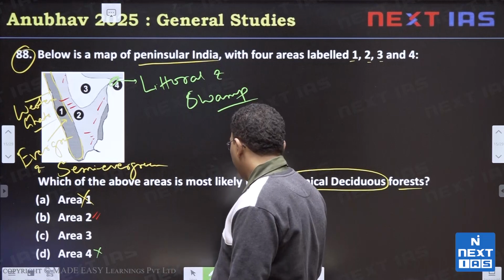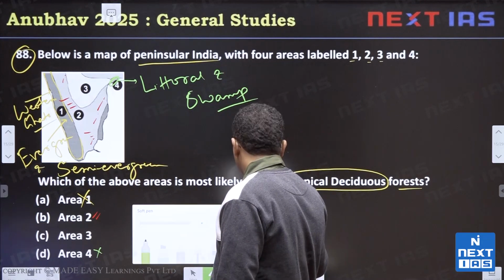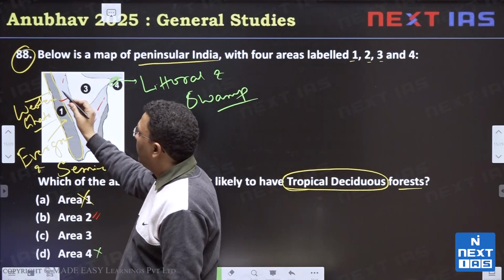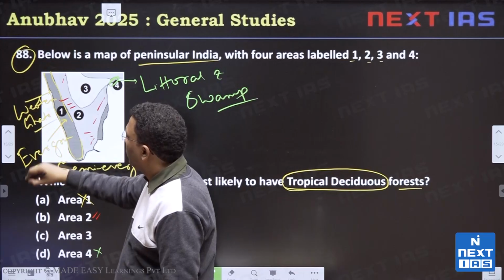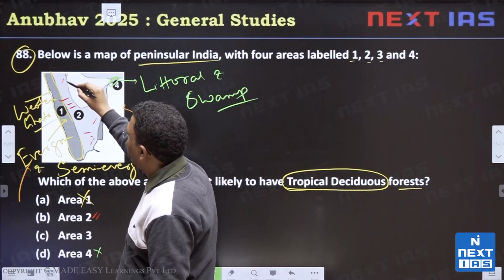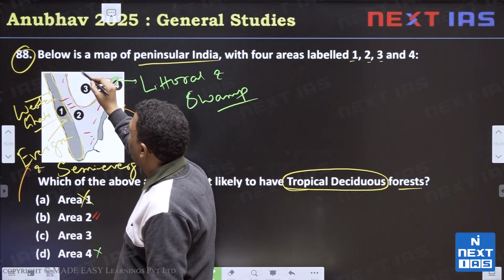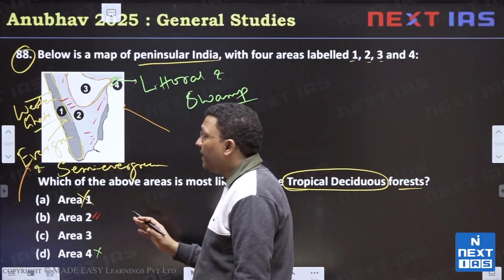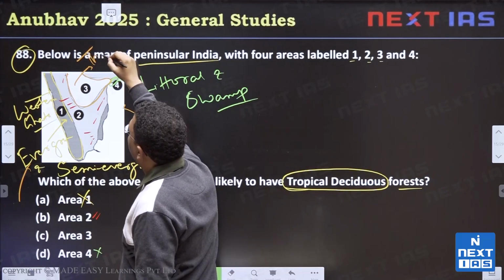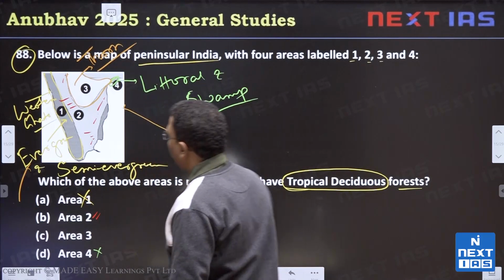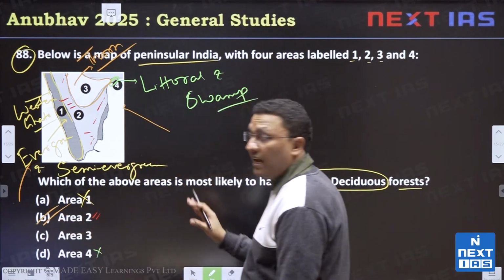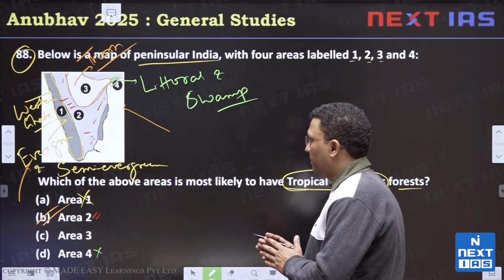Area 3, if you see, will basically lie in the rain shadow area of both Arabian Sea branch monsoon and Bay of Bengal monsoon, right? So this will be basically a rain shadow area where there will be very scanty rainfall, right? So that means this area is likely to have tropical thorn forest, right? So that means the correct answer here will be B. Area 2 is most likely to have tropical deciduous forest, right?